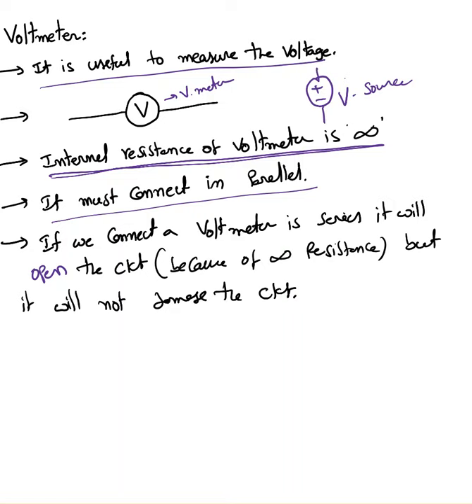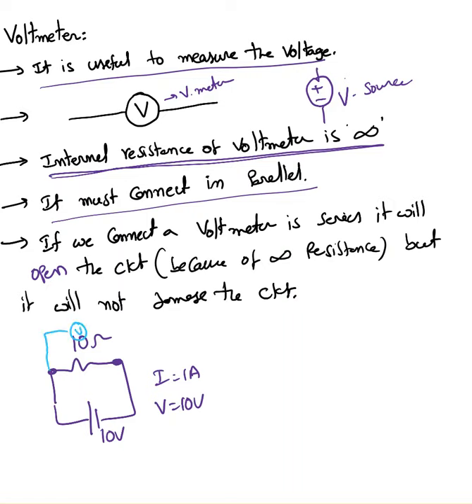Similarly, I'm going to do the same thing. 10 ohms, and 10 volts. Here the current must be 1 ampere and V must be 10 volt. V is the voltage across this 10 ohms. Now if I connect a voltmeter here, my voltmeter is supposed to give you a reading of 10 volts.